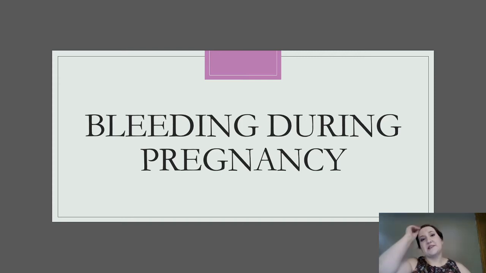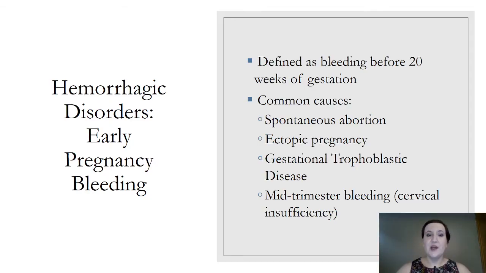Moving on to the next complication that we're going to discuss regarding the pregnant mother, the postpartum mother, would be bleeding during pregnancy. So this section encompasses everything from early bleeding until late bleeding and postpartum hemorrhage. So when we're talking about early pregnancy bleeding, we're looking at something that happens before the halfway point of pregnancy. So something that's going to occur before 20 weeks of gestation.